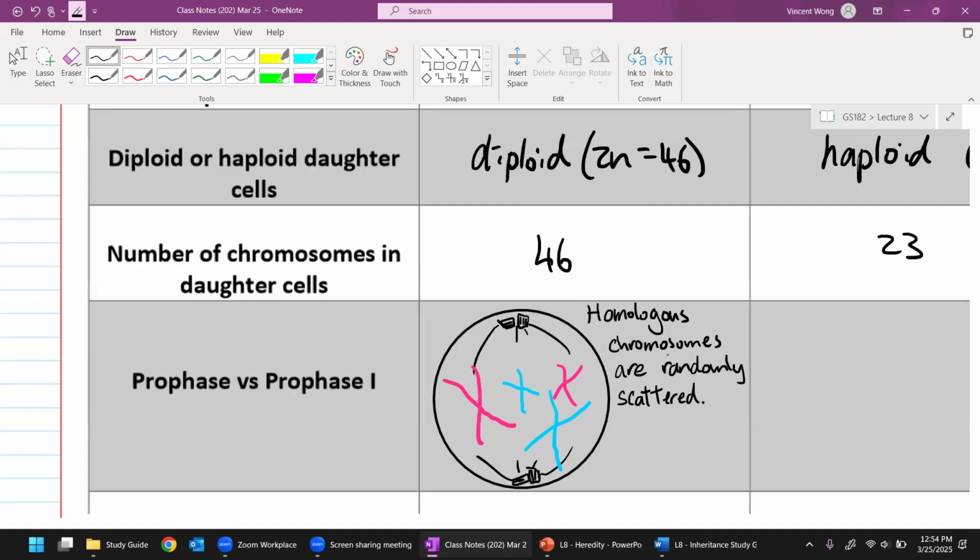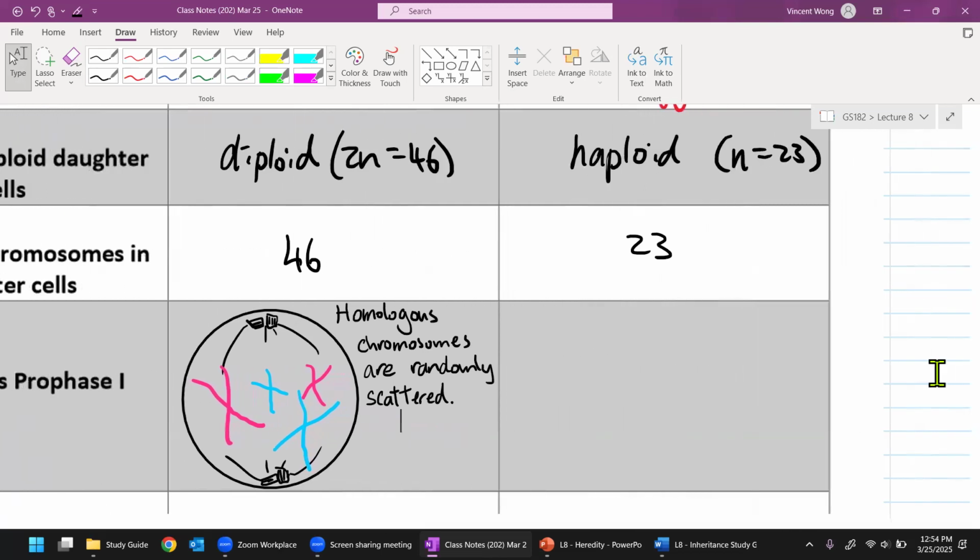Even though I'm only drawing 4 chromosomes there, we know there are 46, right? It's like having 46 pairs of shoes, but then you just throw them all on the floor. They're not matched up. The right shoe is not necessarily with the left shoe. They're just all over the place, randomly scattered. That's prophase.